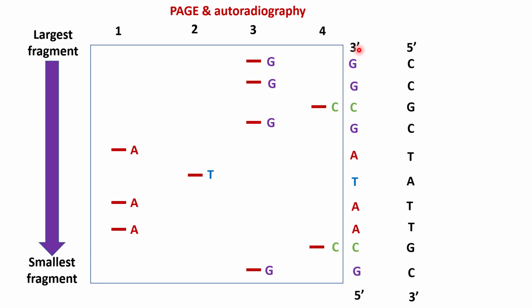Now this sequence is synthesized after PCR. So the template strand that was in our hand would be 5'-C, C, G, C, T, A, T, T, G, C-3'.